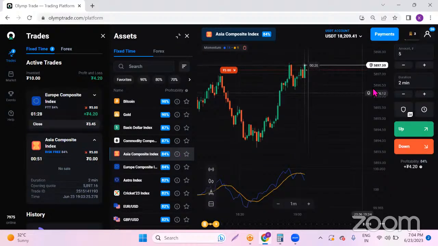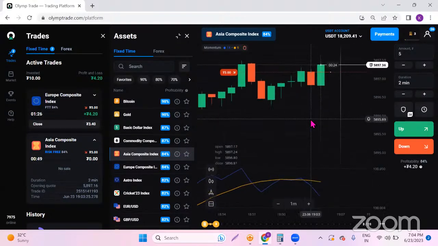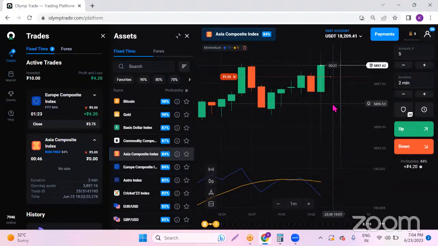The Asia composite, right now, it has changed, but there might be a flip. So let's see how this goes. If not, then again, we go to a martingale. If this doesn't go in our favor, we will use martingale and we'll try to recover our amount.